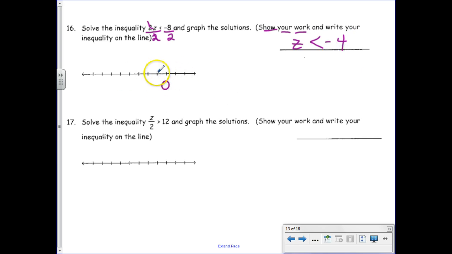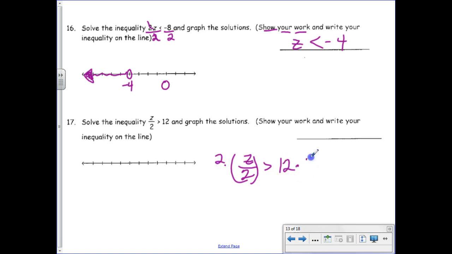Graph it. Here's 0, 1, 2, 3. Since this one's easy, I'll actually use my intervals. Open circle at negative 4. Shade in, color in the arrowhead. It's less than. Look at number 17. I don't have a lot of room to write here, so I'm going to recopy this because it's a one-stepper. It's not going to take up that much room.